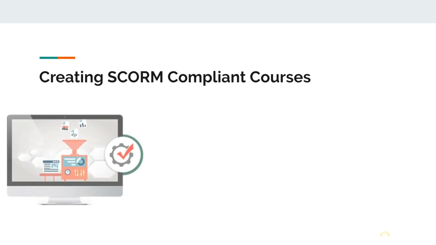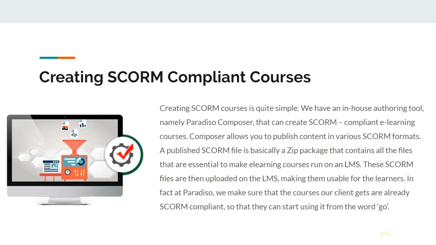Creating SCORM compliant courses. Creating SCORM courses is quite simple. We have an in-house authoring tool, namely Paradiso Composer, that can create SCORM compliant e-learning courses. Composer allows you to publish content in various SCORM formats. A published SCORM file is basically a zip file that contains all the files that are essential to make e-learning courses run on an LMS. These SCORM files are then uploaded on an LMS, making them usable for the learners. In fact, at Paradiso, we make sure that the courses our clients get are already SCORM compliant so that they can start using them from the word go.